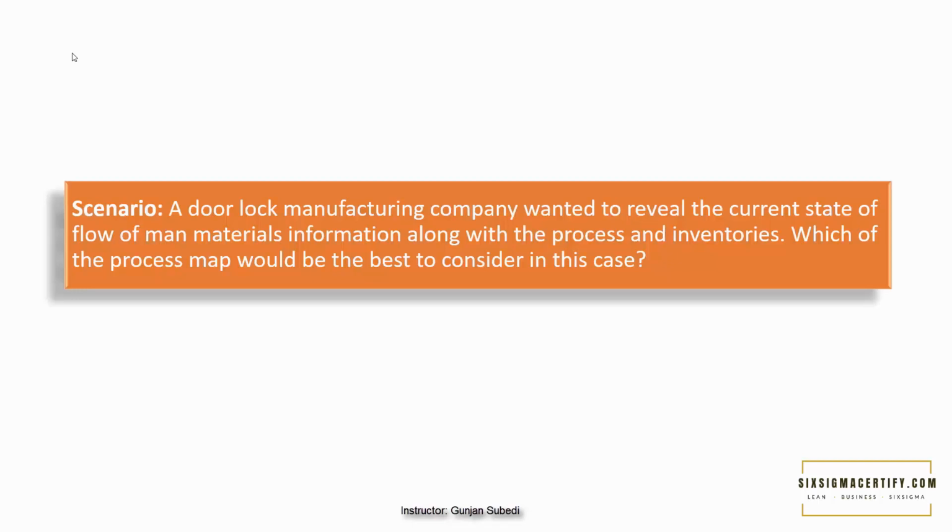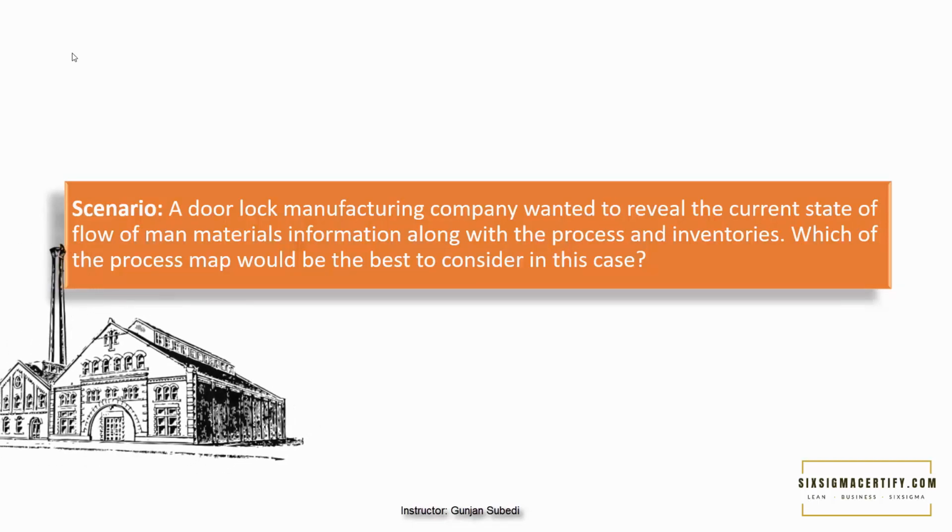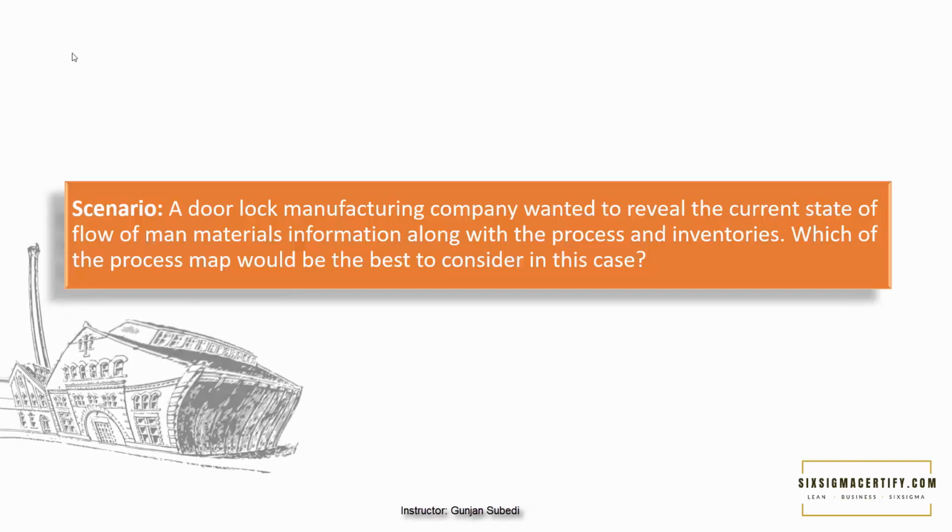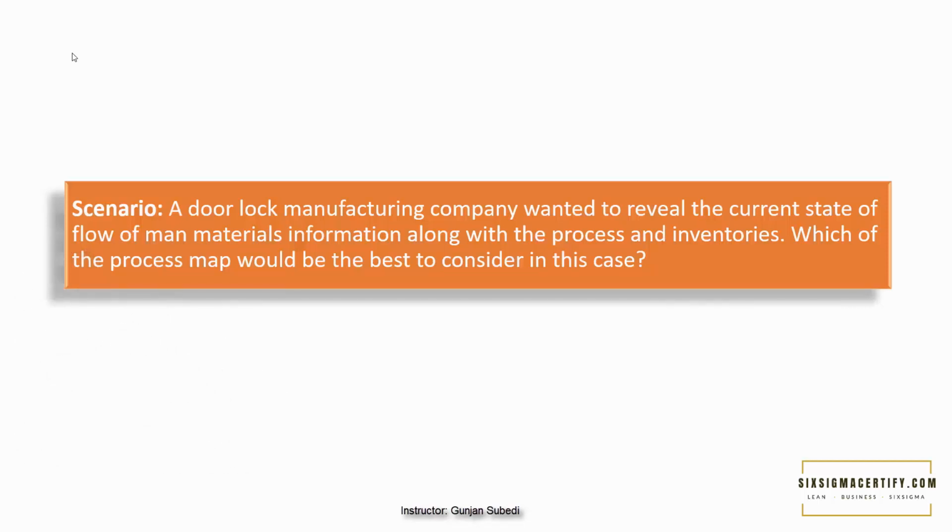A door lock manufacturing company wanted to reveal the current state of the flow of man, materials, and information along with the process and inventories. So which of the process map would be best to consider in this case?